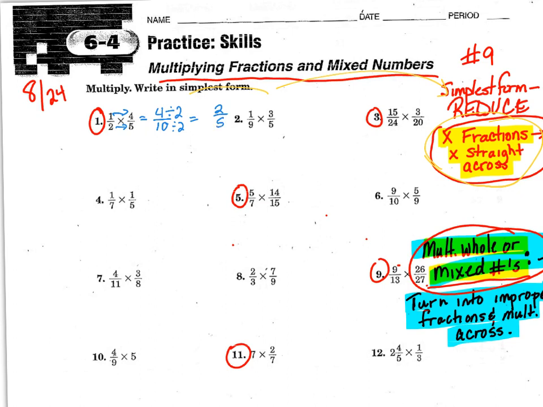When we get to number 3, notice how big these fractions are. 15 over 24 times 3 over 20. And I've been doing this for a while now, and I know you guys have trouble multiplying correctly. So I'm going to show you a little trick that you probably learned in elementary school. But we always look to see if we can cancel. I call it cancel when you can.